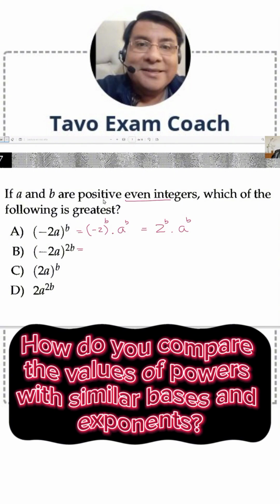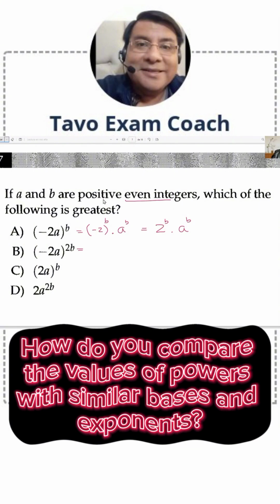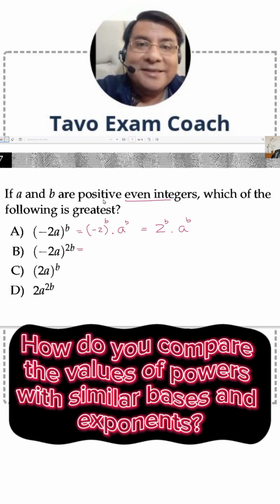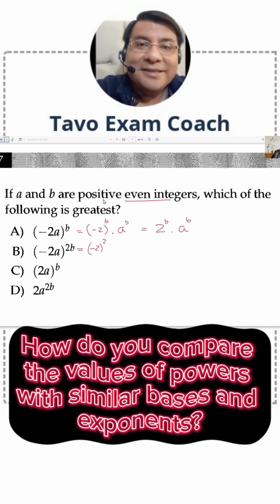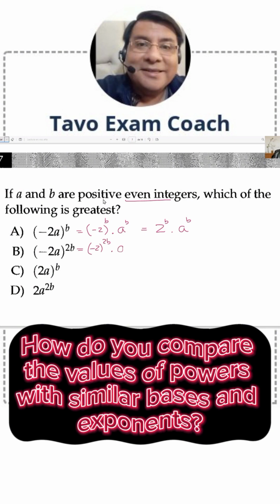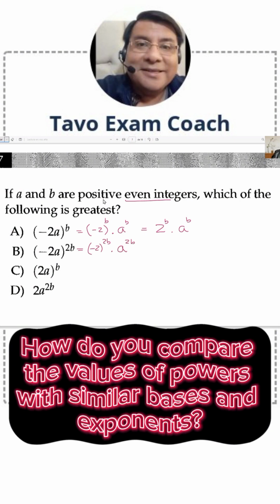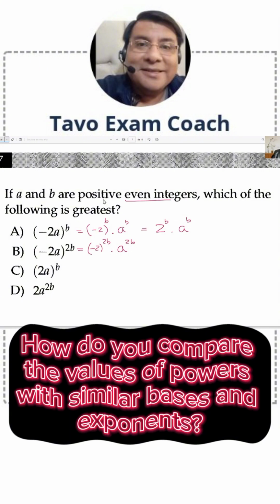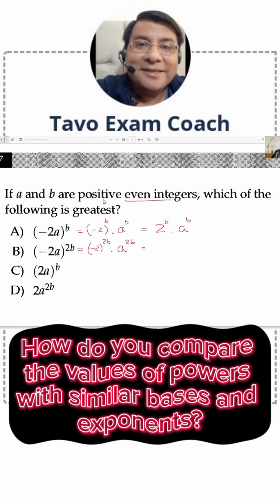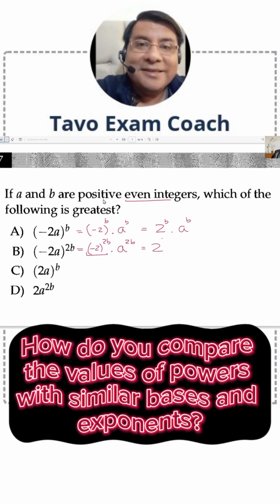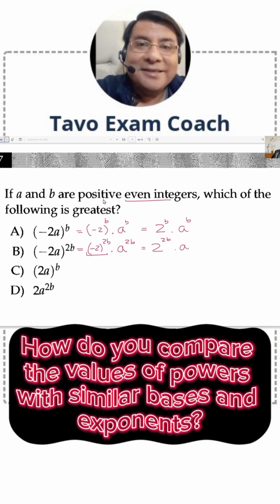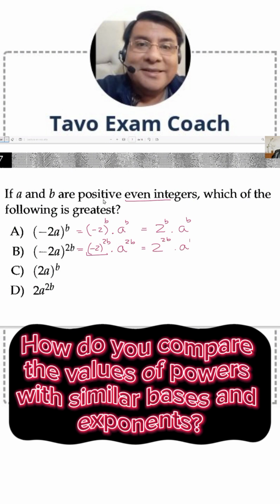What about the second expression? We can also do the same split. We have (-2) up to 2b times a up to 2b. But after applying the same consideration regarding the sign of this power, this will be 2 up to 2b times a up to 2b.